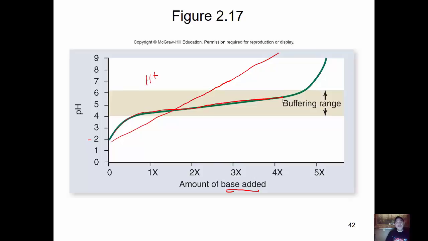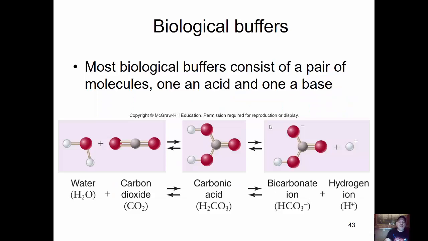Eventually you're going to overwhelm the system though, and if your buffer runs out, then as you continue to add more and more base, all of a sudden there goes your pH, and your pH begins to increase further. So there's going to be a certain range within which your buffer can do the job, and then you overwhelm it and you put too much in there. So that's the case.